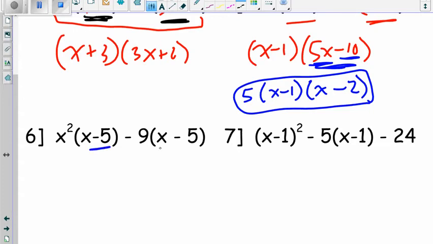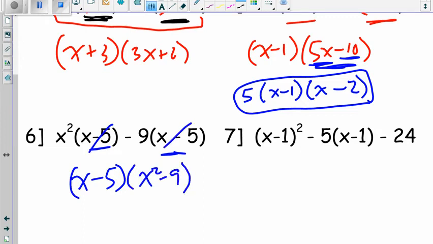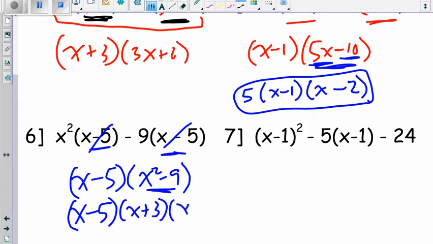Problem number 6, I do have these common values. So I have x minus 5 that I can factor out. So those cancel each other out. And I'm left with x squared minus 9. If you left that like this, you'd miss a point because you didn't recognize this is a difference of two squares. Difference of two squares, remember they're conjugates of each other. So you get x plus 3 and x minus 3.